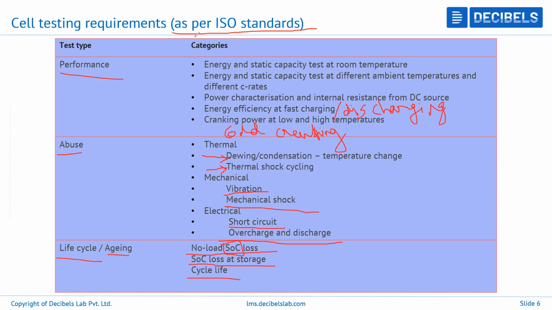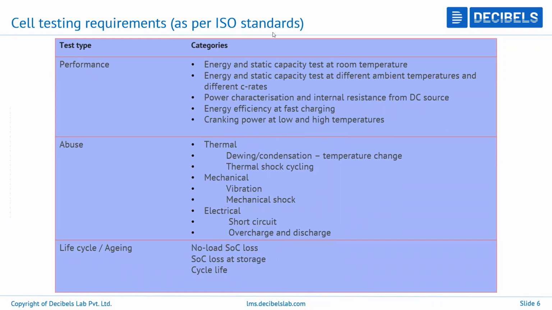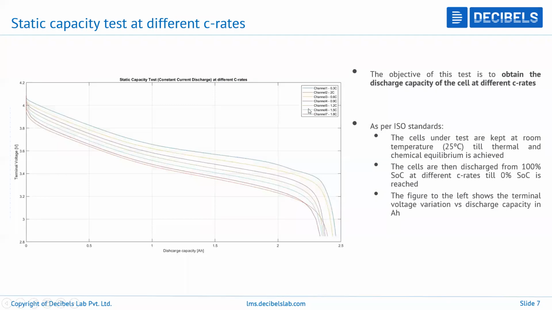testing requirements. Okay, so in today's session, we will be only looking at the static capacity test at different temperatures, pulse power characterization, thermal shock cycling, vibration, electrical abuse at short circuit, and cycle life test. Okay, so these are the 4 to 5 different tests that we'll be looking at. So with that, let us get started at the first one, that is static capacity test at different C rates.